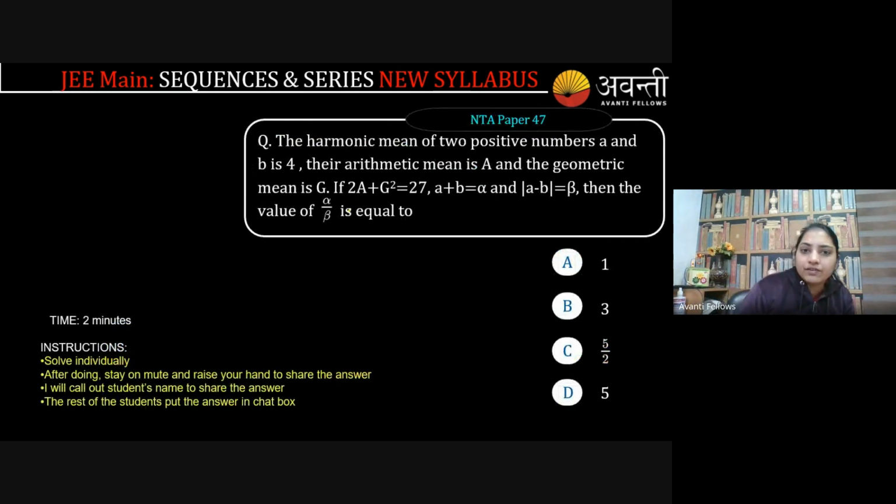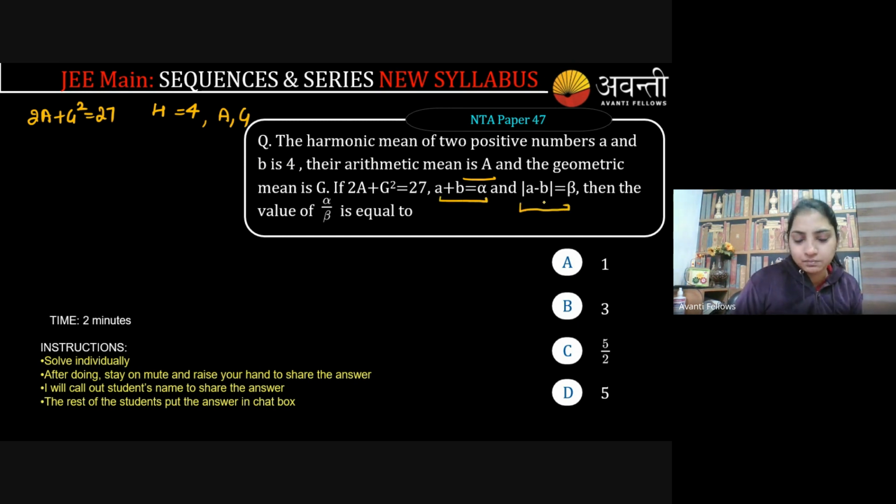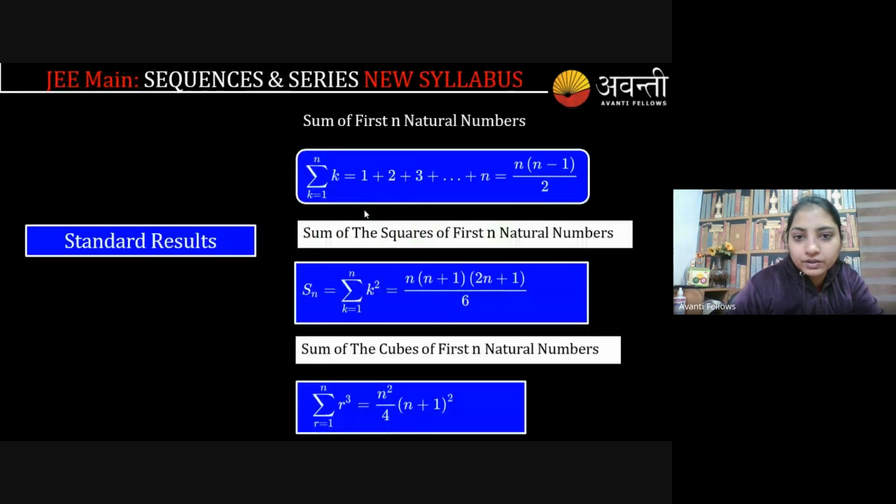So now we have a question that the harmonic mean between two positive numbers A and B is 4. It means H is 4. Arithmetic mean is A, geometric mean is G. And they gave you that 2A plus G square is equals to 27, right? A plus B is equals to alpha, modulus of A minus B is beta. So you need to find the ratio of A and B, right? Then how do we need to solve this part?